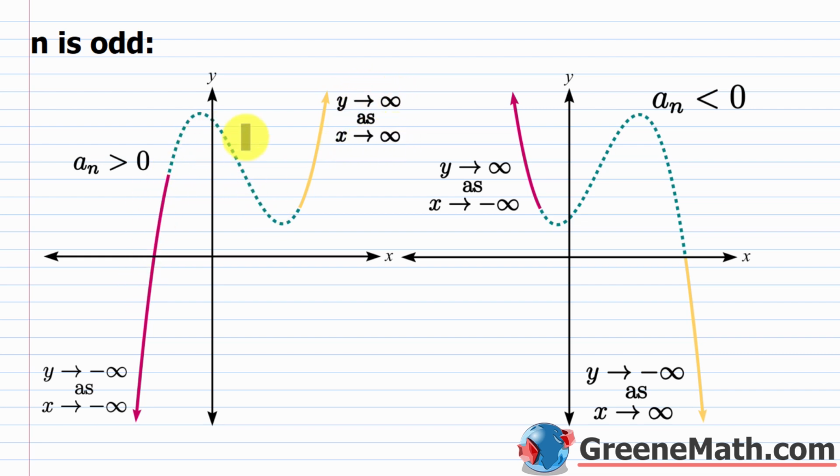Again, we don't know what happens in the middle here. We just know the end behavior. For this one, again, you could say it falls to the left and rises to the right. Now on this one over here, you have a sub n, again, the leading coefficient, is less than 0.